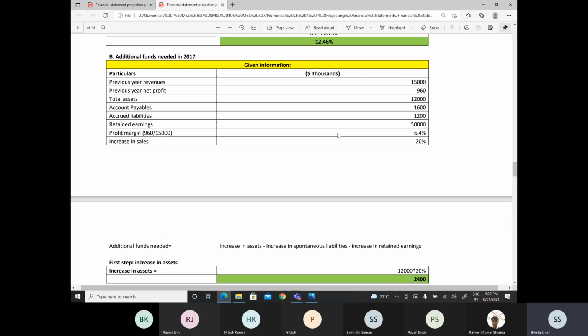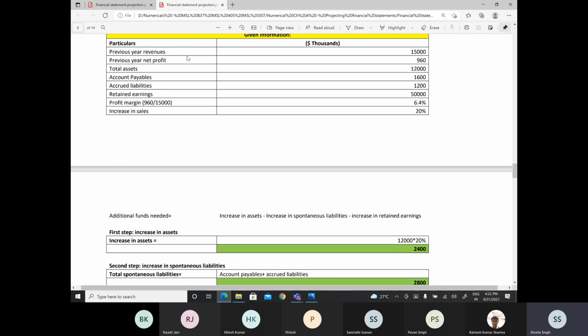So let us look at the data given to us again. We have previous year's revenue of 15,000. Then we have previous year's net profit of 960. We have total assets given of 12,000. And it is given in the question that all assets would need to be increased. Okay, both current assets and fixed assets. Then we have account payables of 1,600. We have accrued liabilities of 1,200. And we have retentions of 50,000. The profit margin, if you calculate from here, is 6.4%. And we need an increase in sales of 20%.